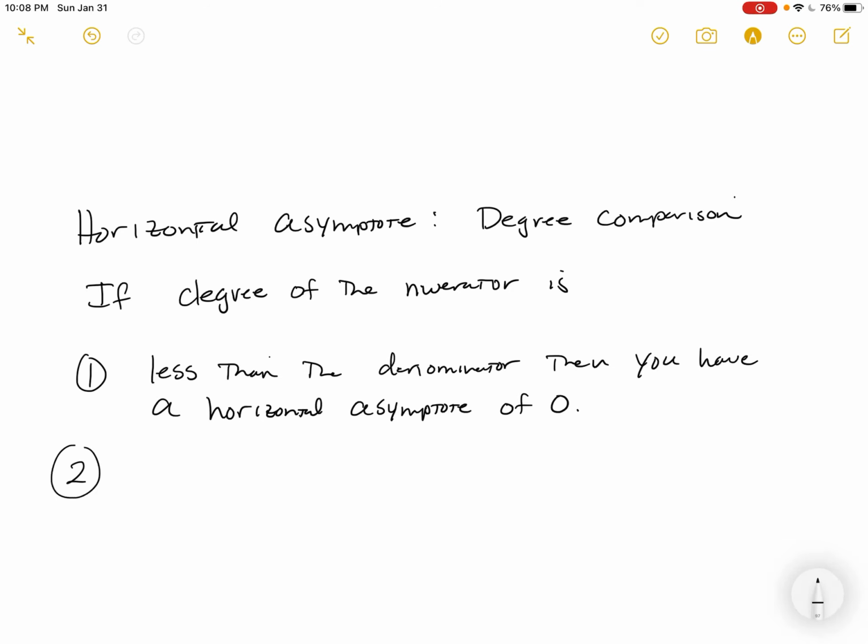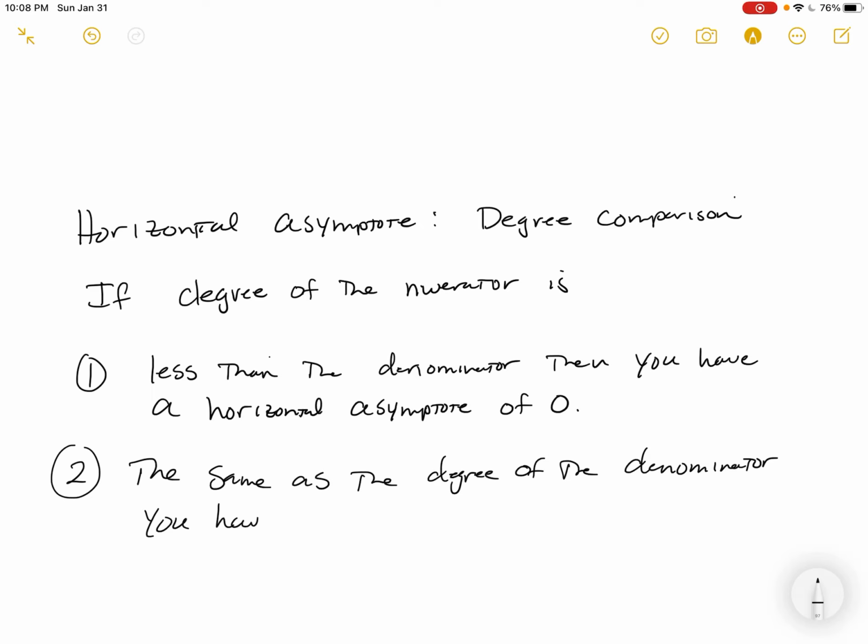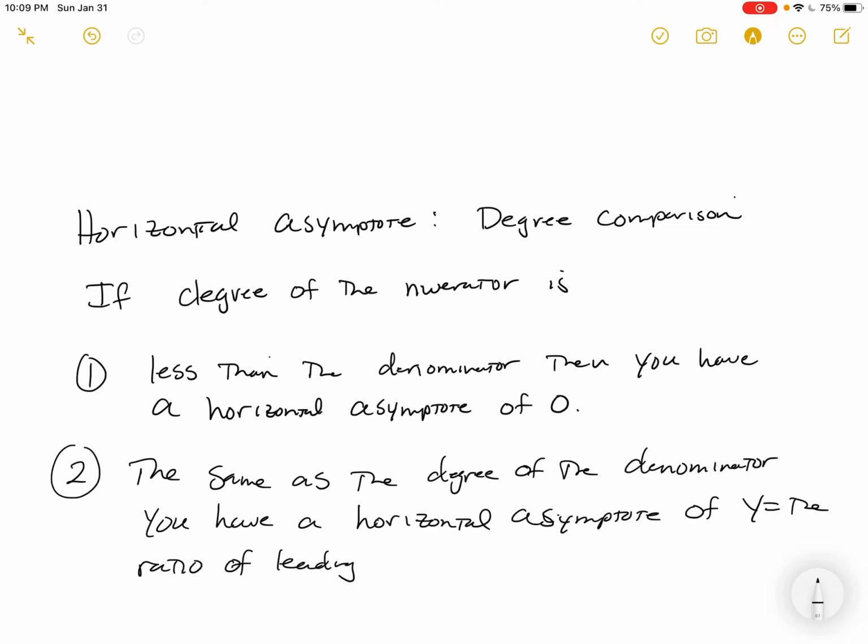If the degree of the numerator is the same as the degree of the denominator, you have a horizontal asymptote of y equals the ratio of leading coefficients. I'll show you what I mean by that.